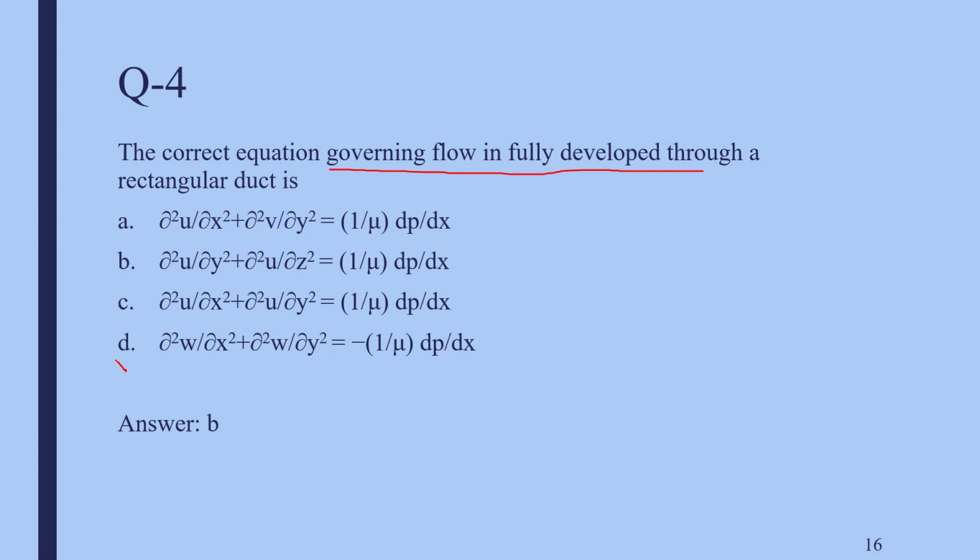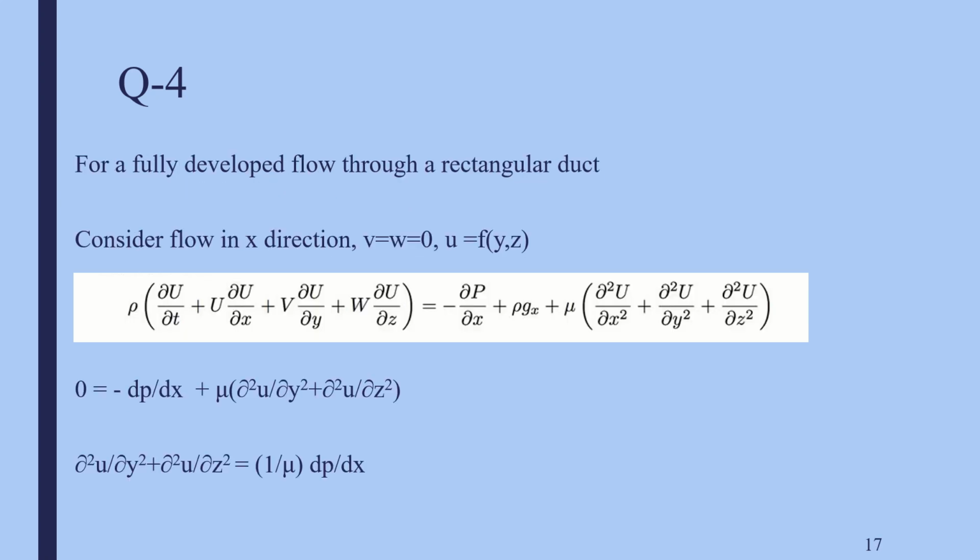So we'll see the answer to this question is option B, that is ∂²u/∂y² + ∂²u/∂z² = (1/μ) dp/dx. We'll see how that is. We have a flow through a rectangular duct wherein the flow is fully developed, so we need the correct governing equation.